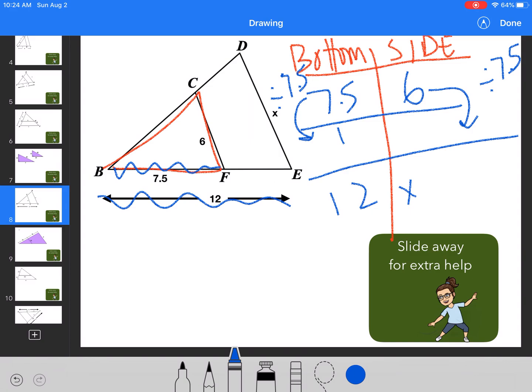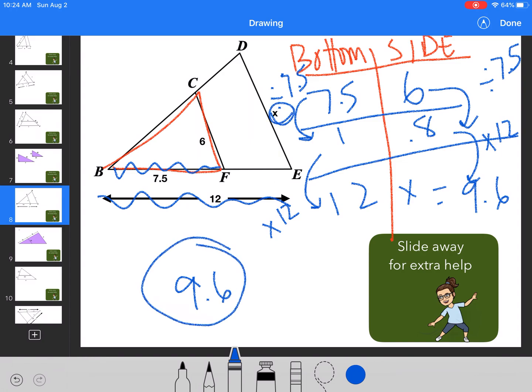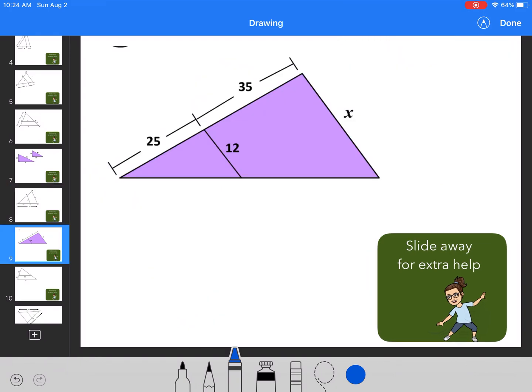So in my calculator, I'm doing 6 divided by 7.5. And I get 8/10. Remember, you don't want to clear your calculator. So then I'm going to multiply by 12. I'm going to multiply this side by 12. And I get 9.6. And that's my value for X. So I just keep using the table to come up with equivalent ratios. And they don't look equivalent because we're using decimals and we're using fractions, and that makes it harder. But they are equivalent.